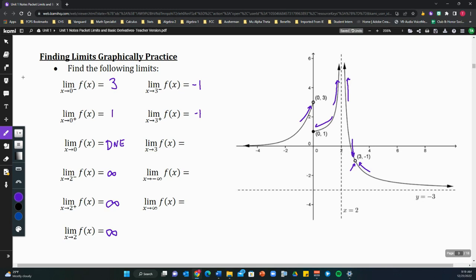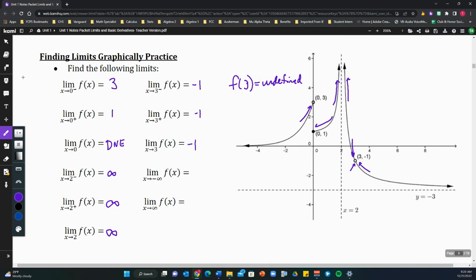So because I'm approaching the same thing from both sides, even though the function is not defined there, so even if I asked you to find the value of f of 3, I would have to say undefined because there is no defined point there. That does not affect the overall limit. So limit as x approaches 3 of f of x is still -1.